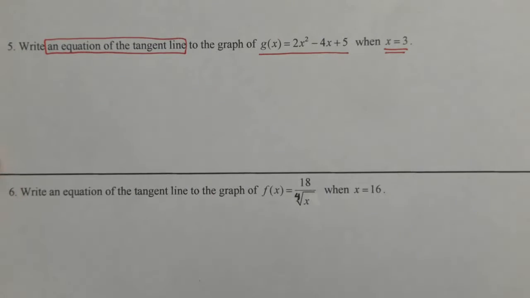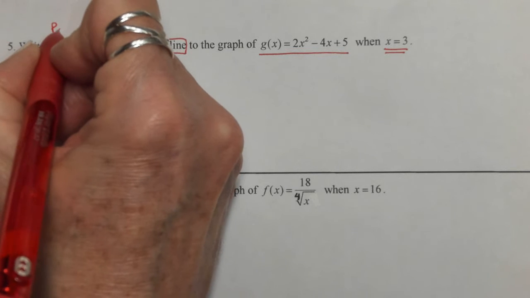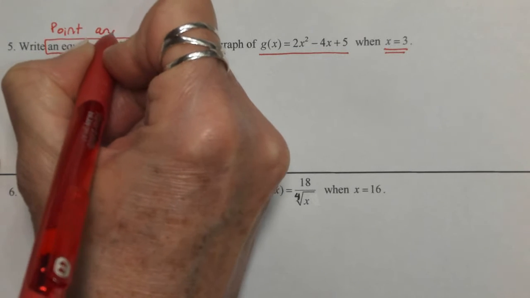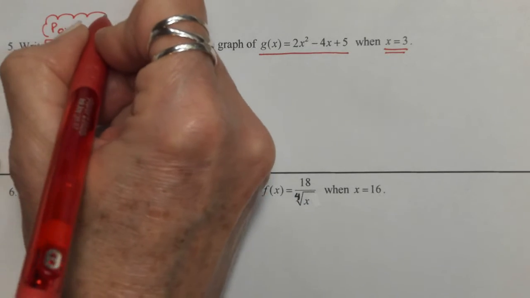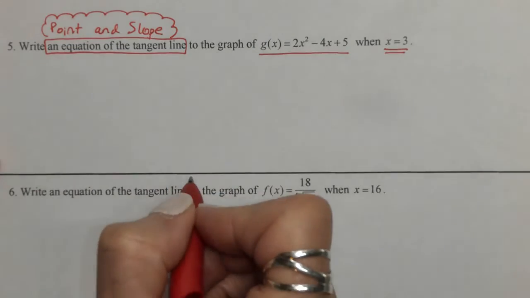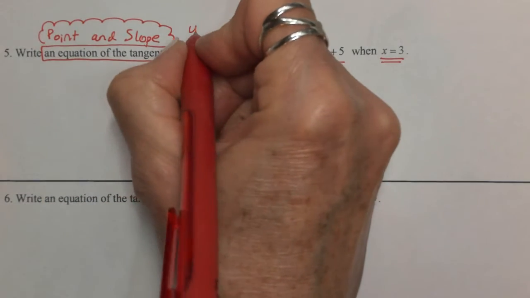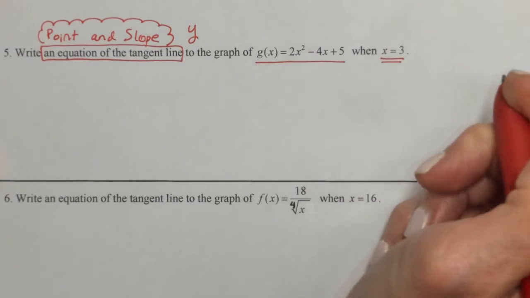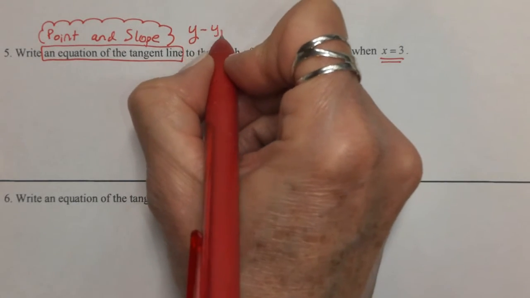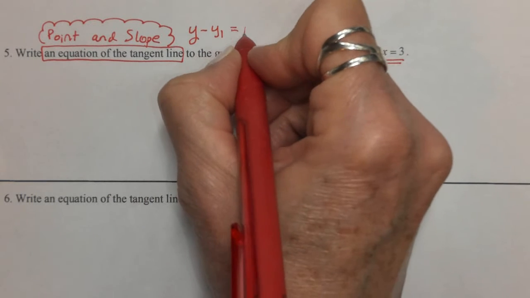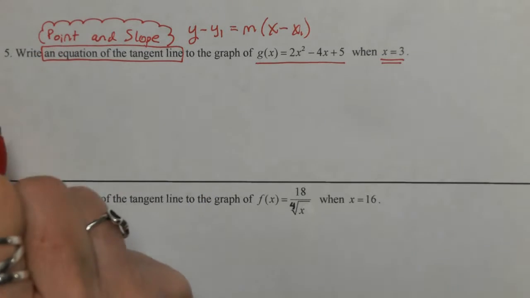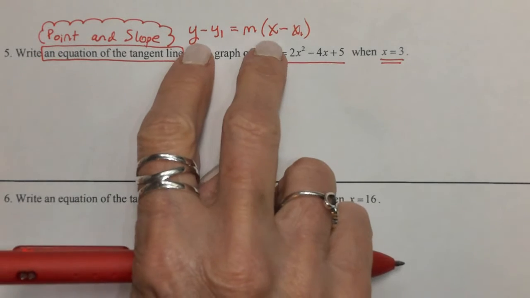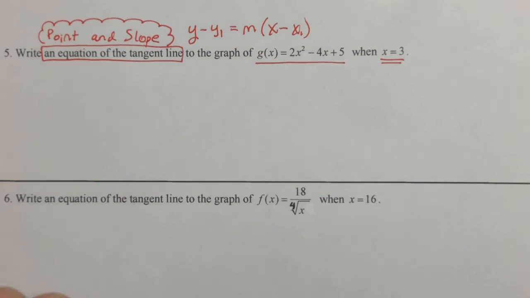I say, what do we need to write the equation of any line? We need a point and we need a slope. Point and slope. If we can get a point and a slope, then we can write the equation of the tangent line using this formula, this equation that you learned back in Algebra 1. y minus the y value of the point is equal to the slope times x minus the x value of the point. Okay? Our equation will have this x and this y in it.